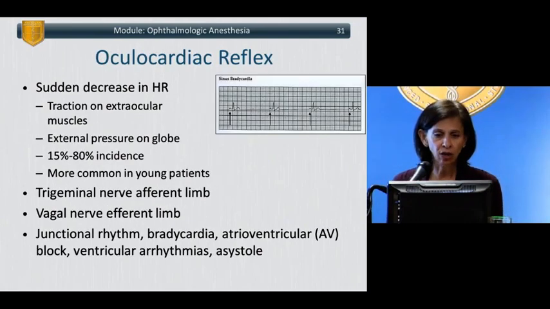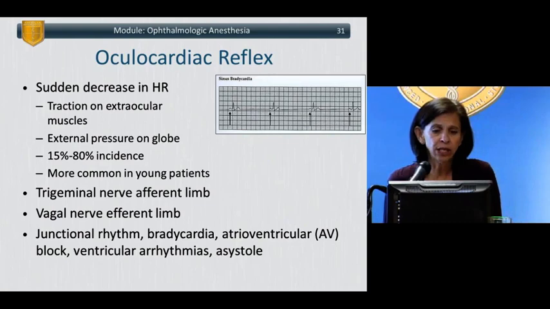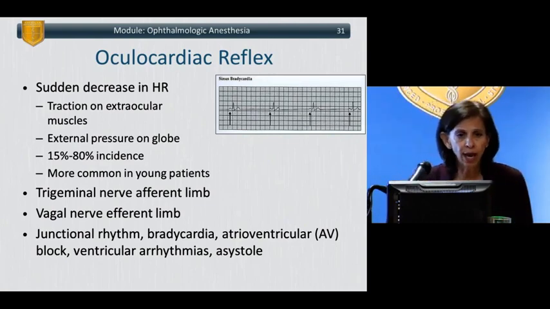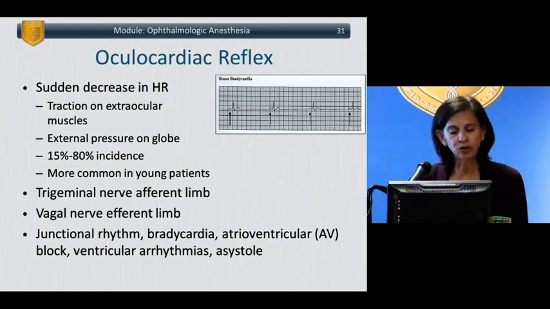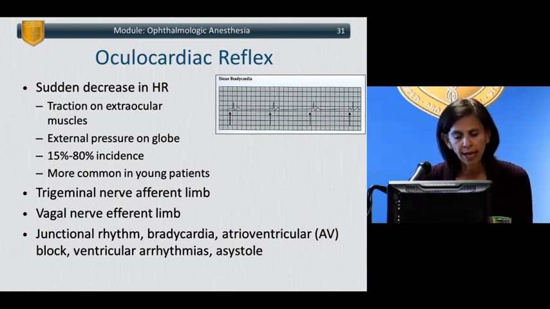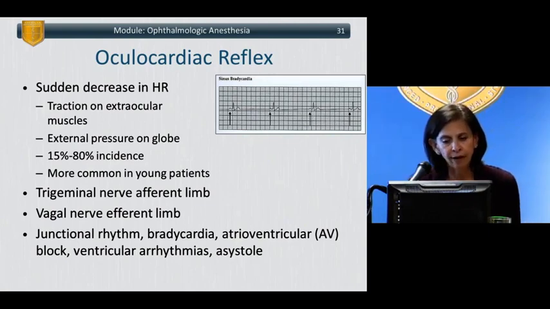So let's talk about the ocular cardiac reflex. I've alluded to that, and most of you probably know what it is, but an ocular cardiac reflex is a sudden decrease in heart rate when there's some kind of a stimulus around the eye. It can occur from external pressure on the globe, manipulation of the globe, traction or manipulation of the extraocular muscles. It's more common in young patients, and overall there's about a 15 to 80% incidence. The trigeminal nerve is the afferent limb.